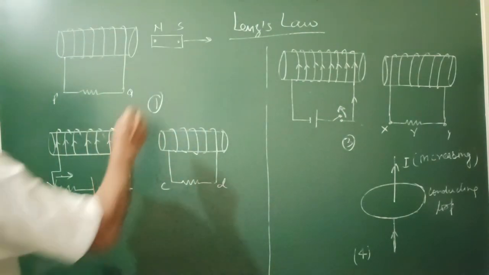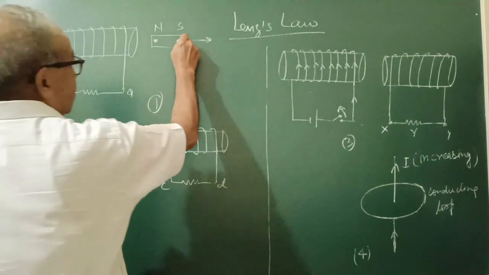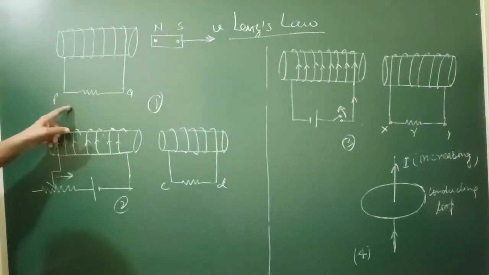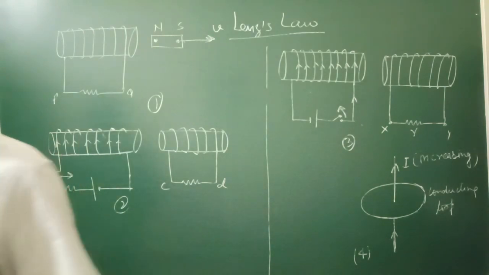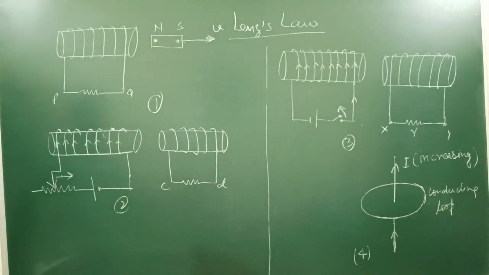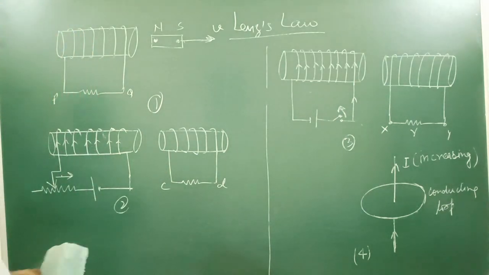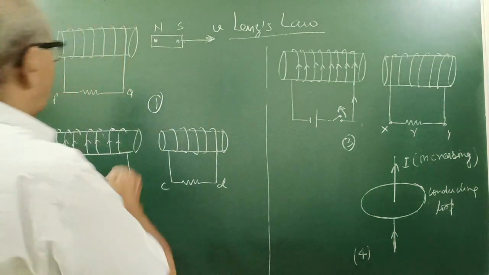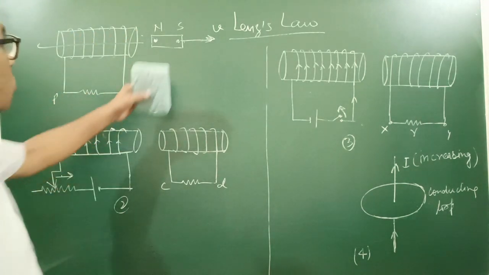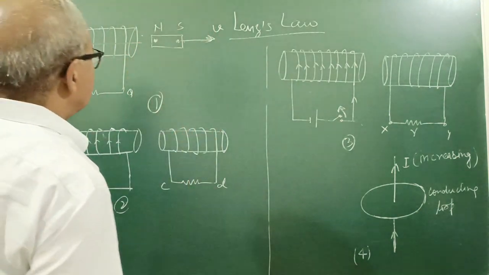In figure 1, the north pole, south pole magnet is there and the magnet is going away with some speed. Then what is the direction of induced current in wire PQ? As the north pole is going away, due to the change of flux, while moving the magnet away, the flux is decreasing.